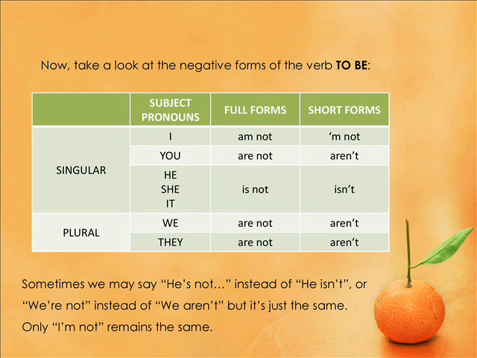Now take a look at the negative forms of the verb to be. Singular: I'm not, you're not or you aren't, he is not or he isn't, she is not or she isn't, it is not or it isn't. And plural: we are not or we aren't, they are not or they aren't.